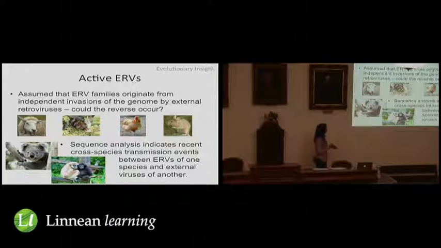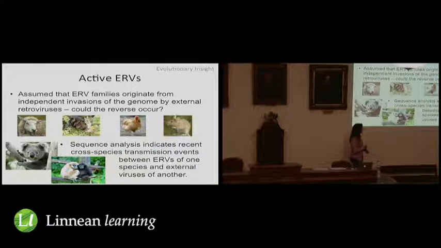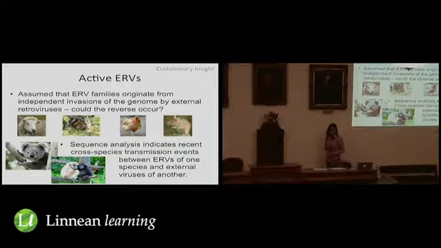There is an active retrovirus in the koala population, the koala retrovirus, which has only recently been discovered. It is decimating the koala population in Australia, but they have also found that it's actually integrating into the genome as well. Now, when we look at the DNA sequence of this virus, it's very similar to another virus that we find in gibbons, gibbon ape leukemia virus. So it's quite clear that koala retrovirus has originated from a jump from the gibbon ape leukemia virus.